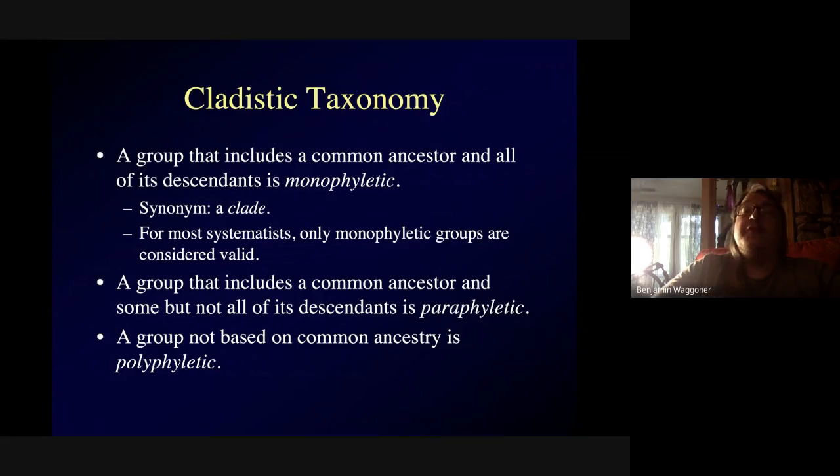Okay, so let's say you've got a family tree drawn up. You can start dividing the species on it into groups, and a group that includes a common ancestor and all of its descendants is said to be monophyletic.